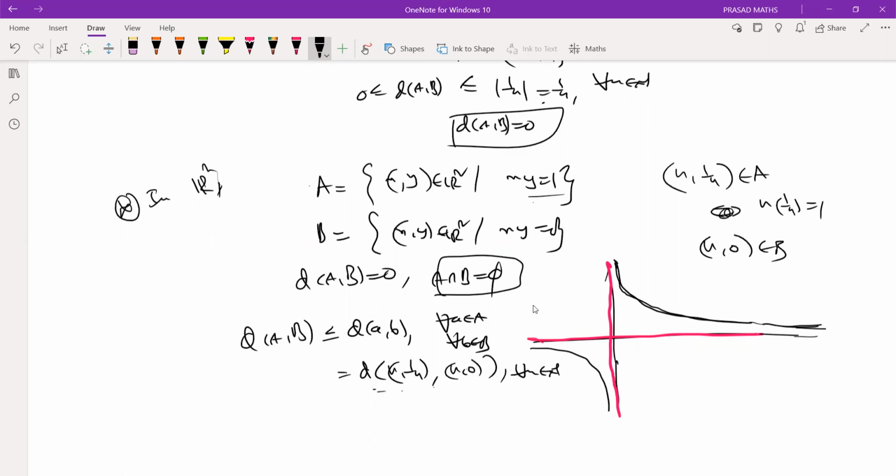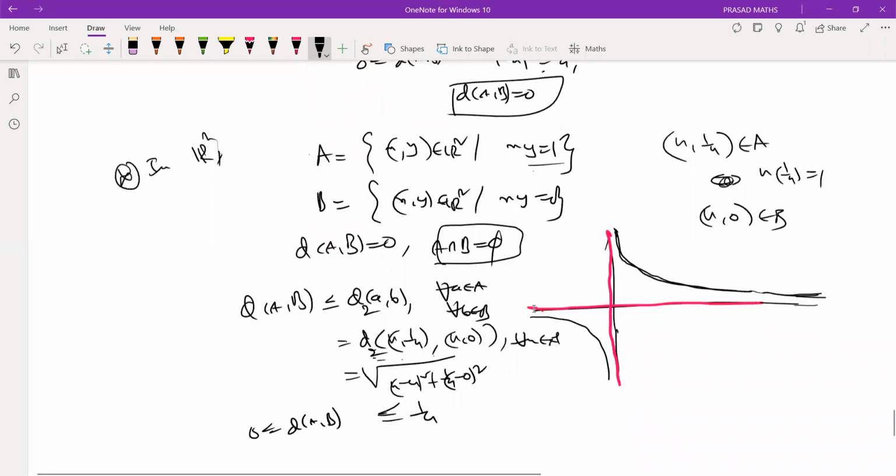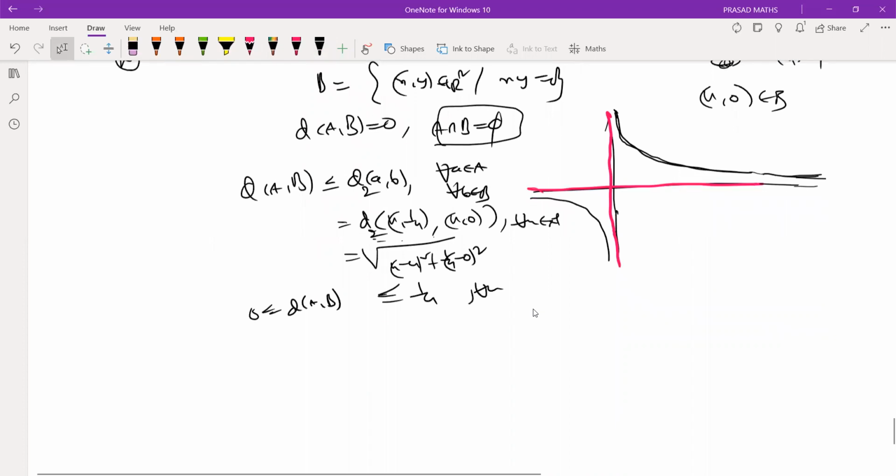But what is meant by distance between A to B? Formula: under root of, this is my D2 metric. Yes or no? So therefore, what is meant by distance between A to B? Euclidean metric: n minus n whole square plus 1 by n minus 0 whole square. That is nothing but 1 by n. That means distance between A to B is always less than or equal to 1 by n, and is non-negative. This is true for everything, by sandwich theorem.